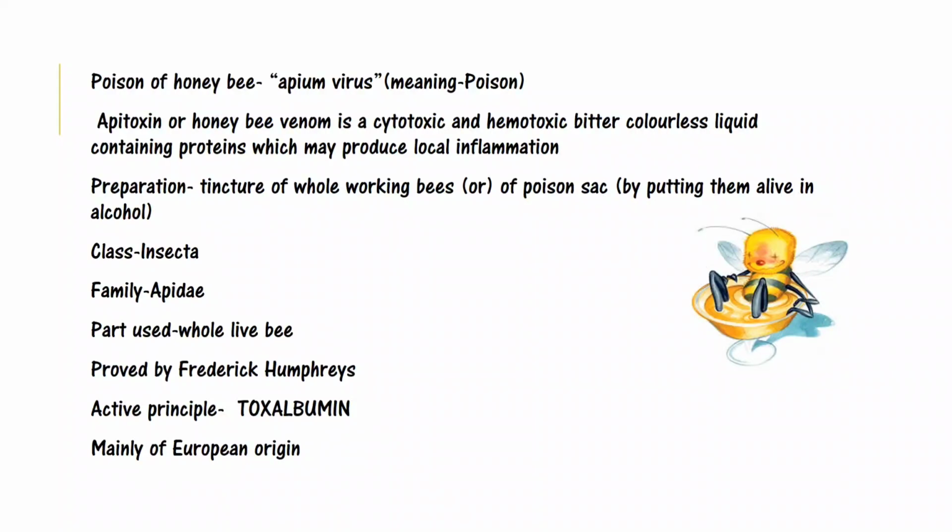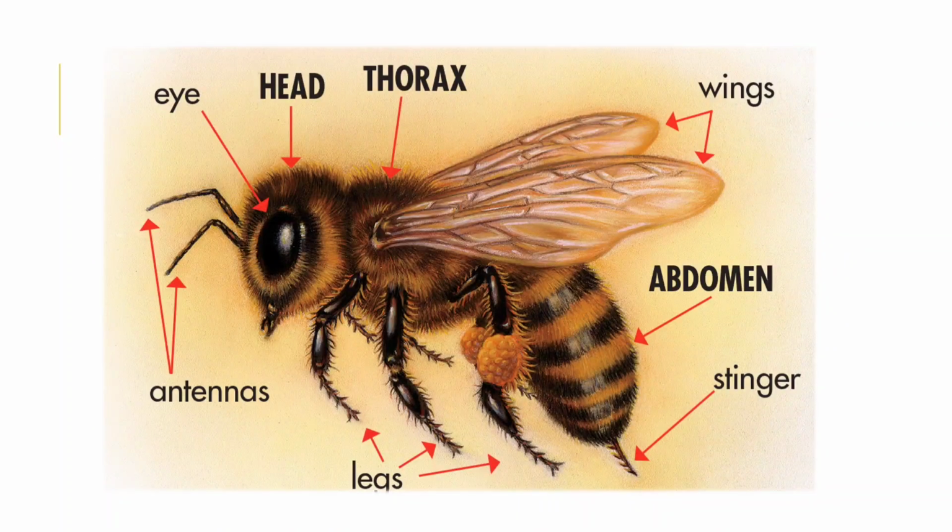The part used is the whole live bee, as I've already told you. It was proved by Frederick Humphreys. The active principle present in the bee venom is toxalbumin, and it is mainly of European origin. This is a picture of the honeybee, and it is mainly seen as three parts: the head, the thorax and the abdomen.